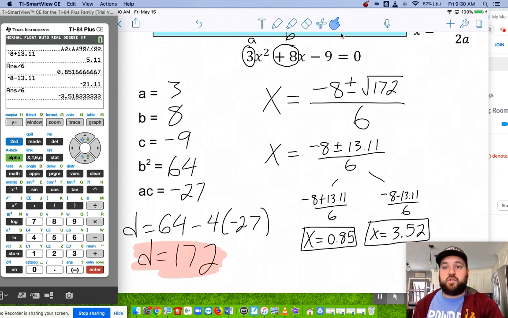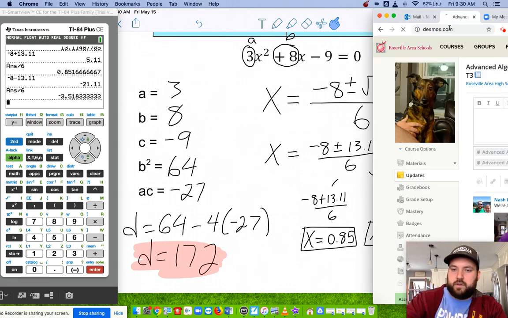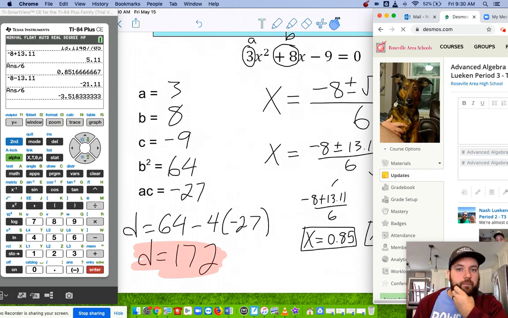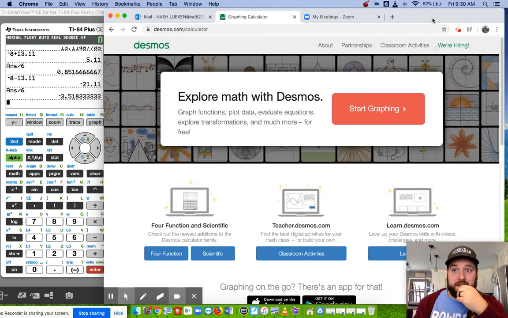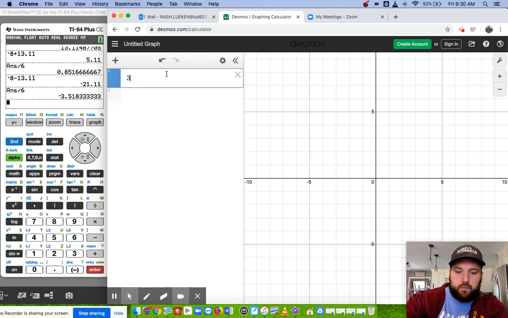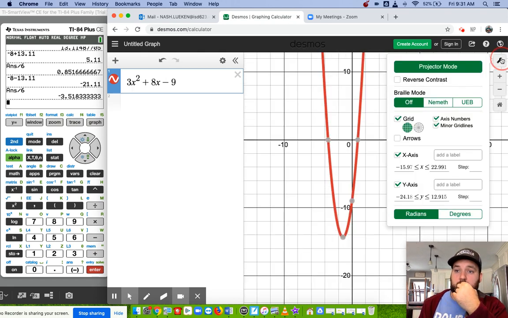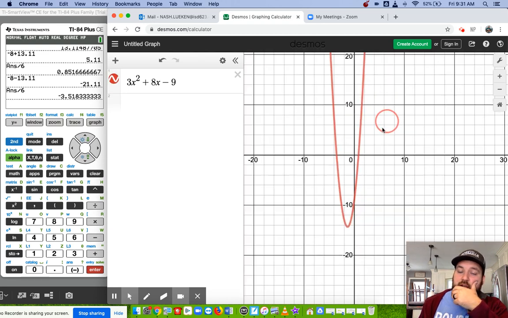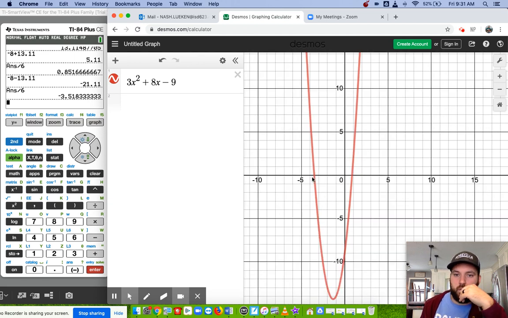Now, what I want to show you, let's do it on Desmos. I wasn't going to do Desmos here, but let's do Desmos real quick. If I type the equation 3x squared plus 8x minus 9, I get this parabola, which we knew it was a parabola already. But notice that this parabola crosses the x-axis. It has a height of 0, or a y value of 0, in two spots. One's right here and one's right here.